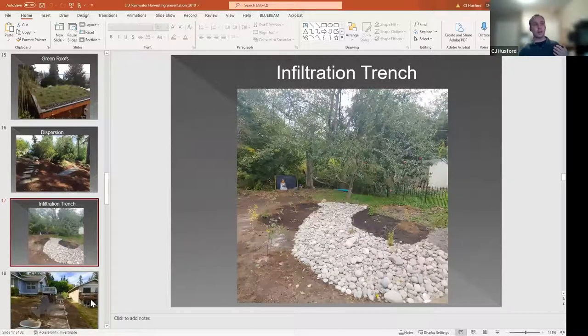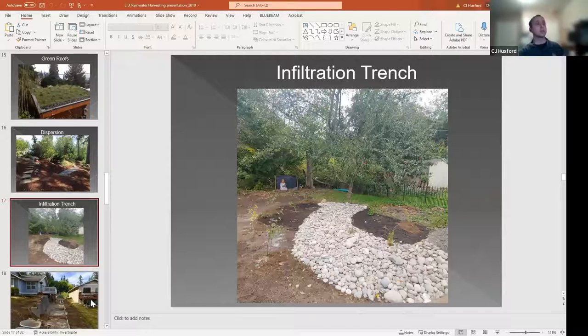Infiltration is another example of an on-site stormwater management tool. This is an example of an infiltration trench that's been integrated with a rain garden, or plants that would otherwise like to be in wet areas. But the infiltration trench is underneath that cobble rock. And so what's on top of the surface of your system could look very different than what's going on underneath.